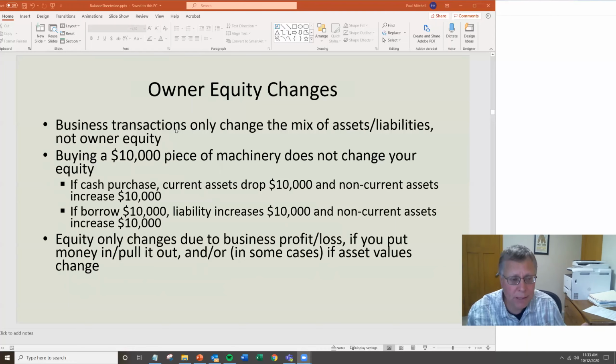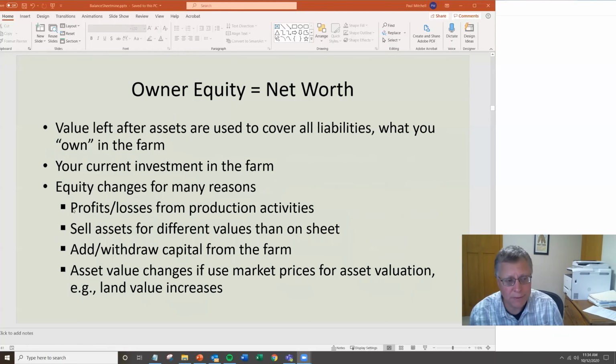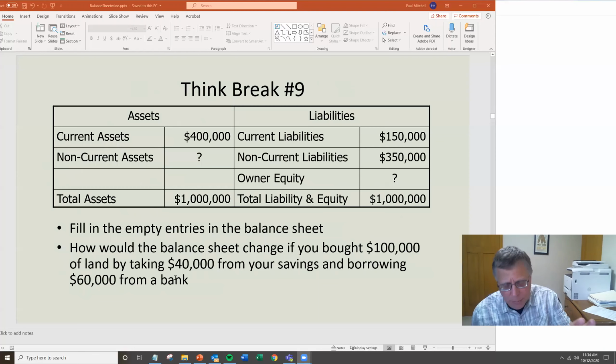But your equity won't change. Your equity only changes due to business profits and losses. You put money in or pull it out, and then if asset values change or you sell it and figure out your asset values were wrong, like we did here on these 4 reasons right here at the bottom of the slide. So here's the part where we do a think break.